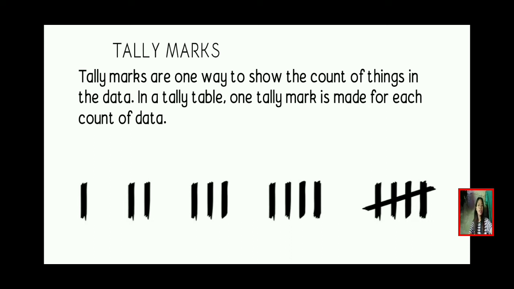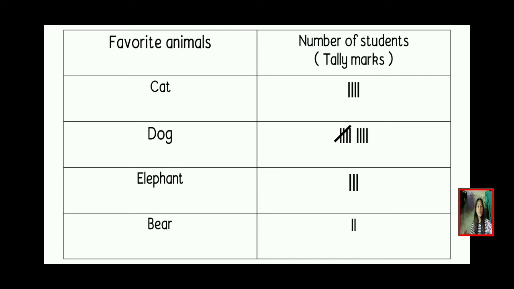On the right side, there is 1. 1 stands for 1 tally mark, and on the left side is 5. 5 stands for 5 tally marks. So this tally table shows the data collected on my classmates' favorite animals. In this tally table, 1 tally mark is made for every student's favorite animal. Since there are 4 students who voted for cat, there are 4 tally marks in front of cat.